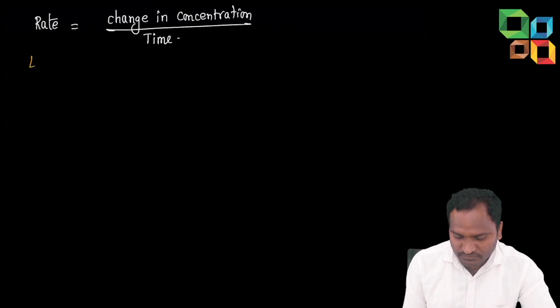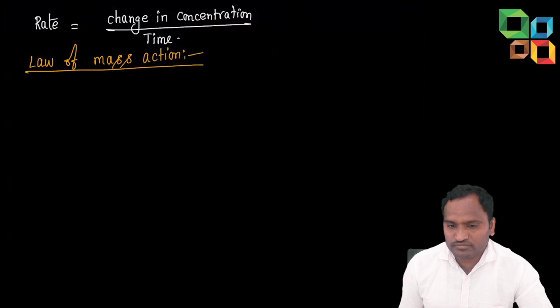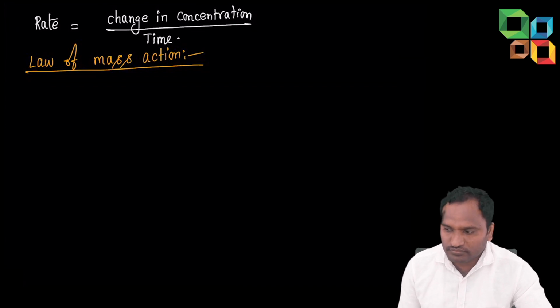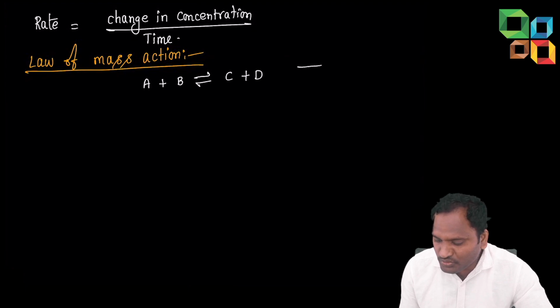Law of mass action. See, students, I am taking one equation and I am explaining. A plus B is in equilibrium with C plus D. While writing an equilibrium reaction, please don't write like this. No meaning. We have to write the half-hook arrow.